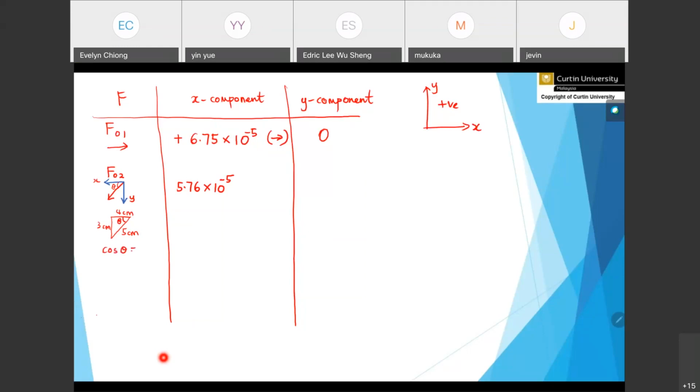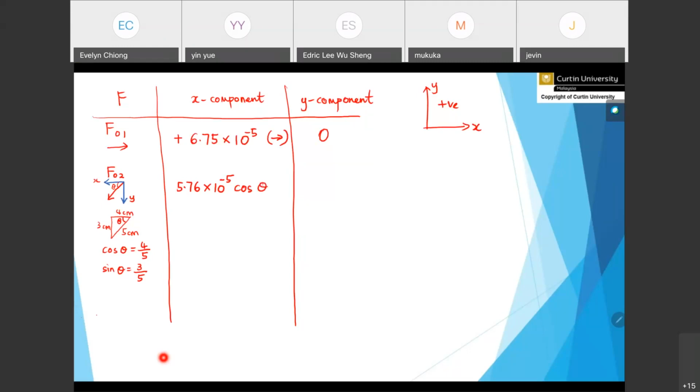Cos theta equals what? In this case, we do not have to really determine the angle, because we know the adjacent, the opposite, and also the hypotenuse. We know the lengths, so we can directly use them. So cos theta is actually 4 over 5, then sine theta will be 3 over 5. So we use it directly. So this one is cos theta.